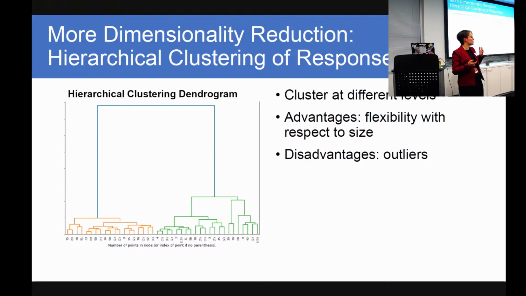And the advantage of doing hierarchical clustering, as you can see here, is that there's an initial split into two, and then it keeps splitting and going down. Like with any kind of clustering algorithm, we're minimizing the distance within the cluster and maximizing the distance between the cluster and the other things. But an advantage of this is that it's very flexible with respect to size.